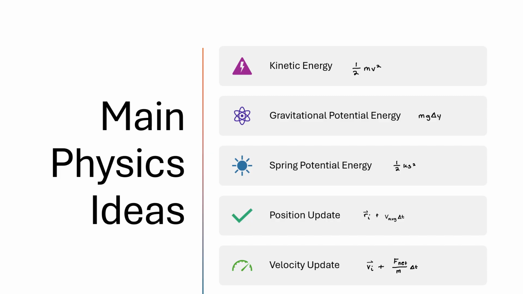So these were the main physics ideas. We calculated kinetic energy because that was a component of the spring and the mass. We also did gravitational potential energy because that was part of our system. We also did the spring potential energy because that was also included in our system. And we did the position update and the velocity update formulas for Newton's second law.